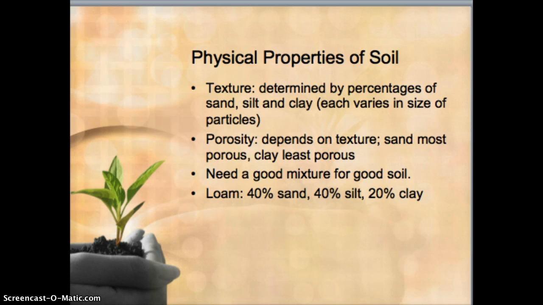Physical properties of soil include two main characteristics. The first is texture. And you may just think that dirt is dirt, but dirt does vary tremendously from region to region, and even within a region there can be many different types of soil. Texture is determined by the mixture of sand, silt, and clay that makes up a soil. Sand, silt, and clay each are various sizes. Sand is the largest size particle, silt is medium size, and clay are very, very fine particles.